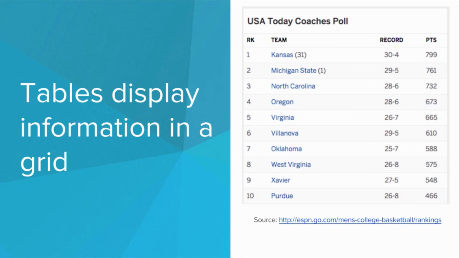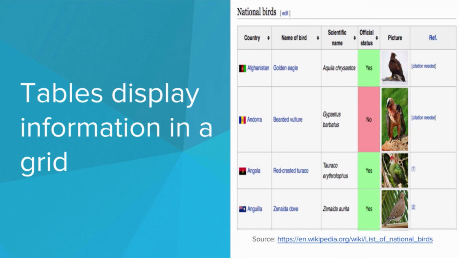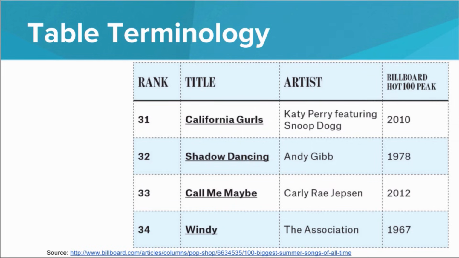We see them on websites like ESPN to display sports rankings. We see them on websites like Wikipedia. Here we have a table of all the national birds in the world. So tables can be a really useful tool for us to display information on our web pages.